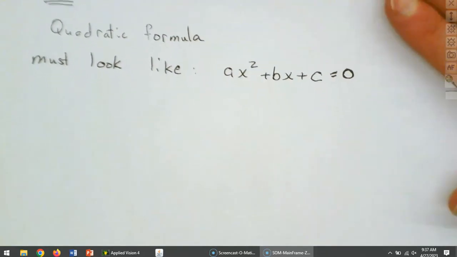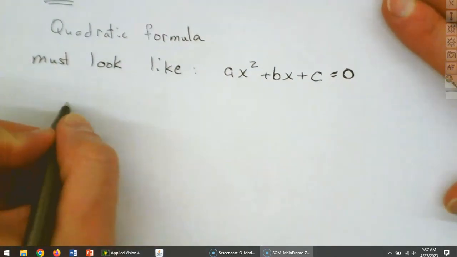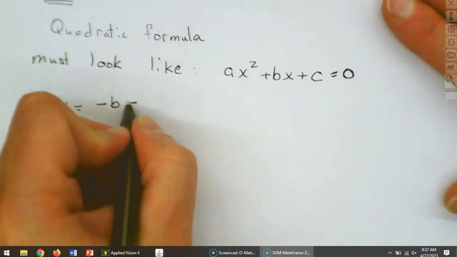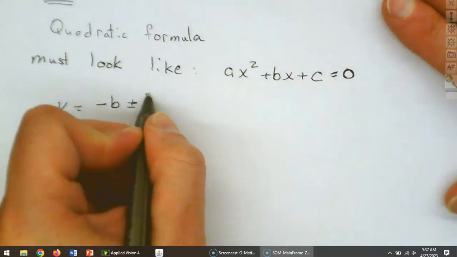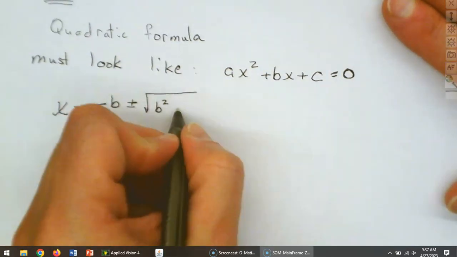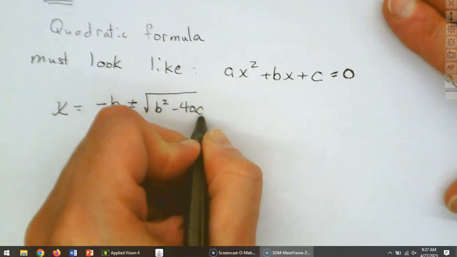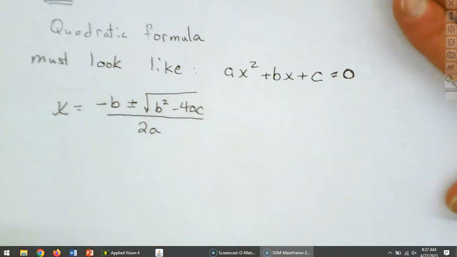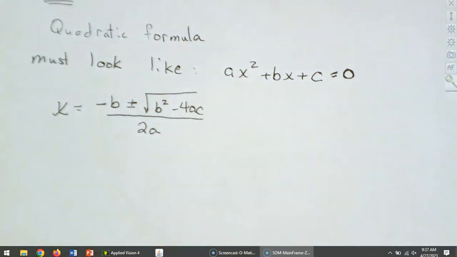And then your quadratic formula is this. x equals minus b plus or minus the square root of b squared minus 4ac, all over 2a. So that's our quadratic formula.